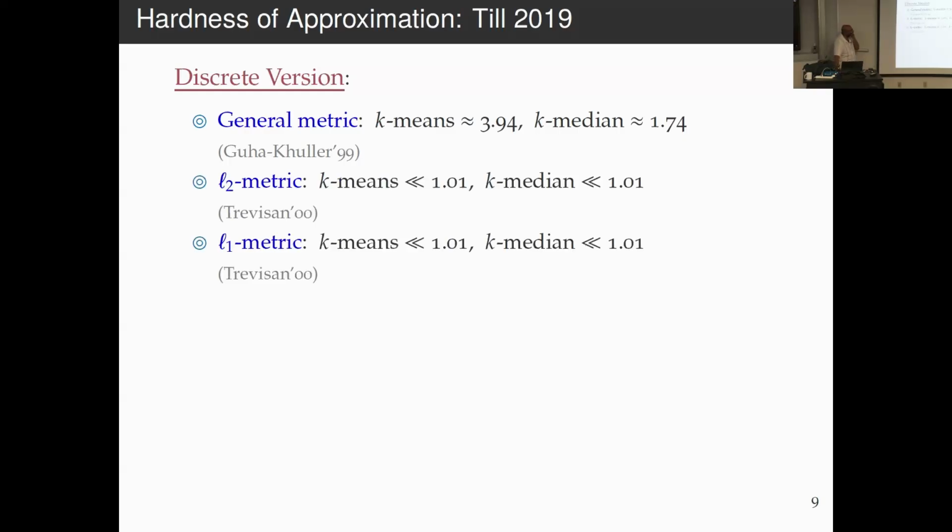But then you can ask about LP metrics. So let's say L2 and L1. There are these papers from 2000, which give something very, very small, like less than 1.01, much less than 1.01. For L infinity, again, something very small. And it's not like people haven't tried. People are trying.